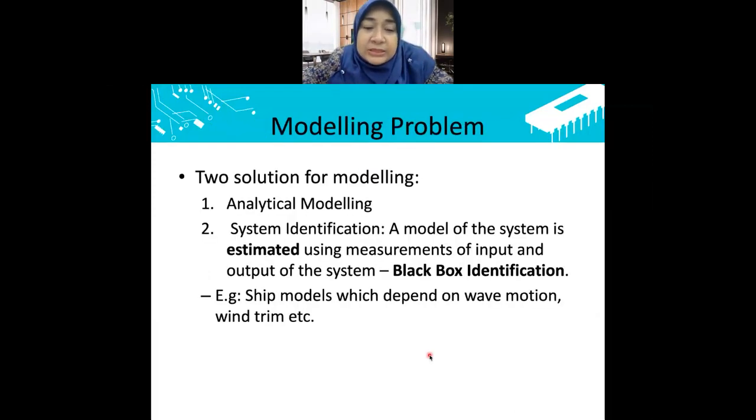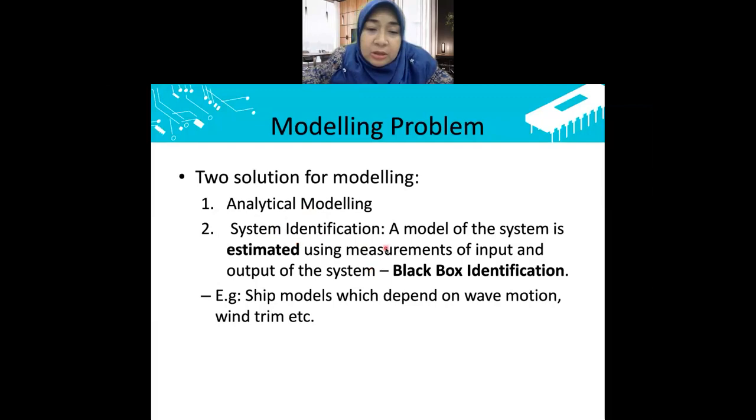The second one is using system identification. I have least squares in this slide, but I don't think I have enough time to explain it to you. Maybe it's too much for one day. So maybe I will record the least squares session and send it to you later. For now, I'm just going to show you what is meant by system identification.